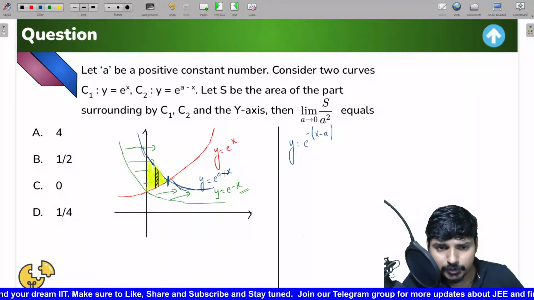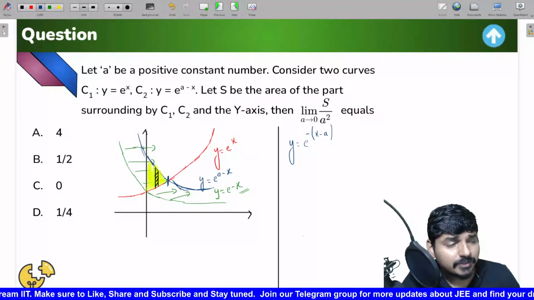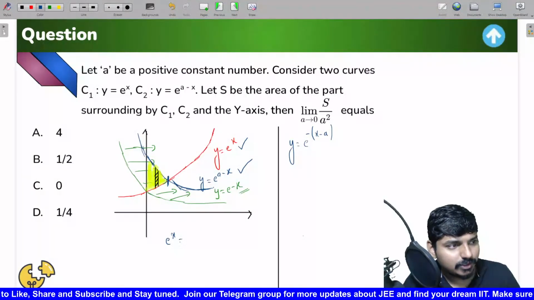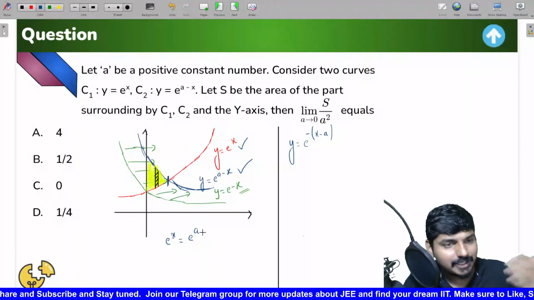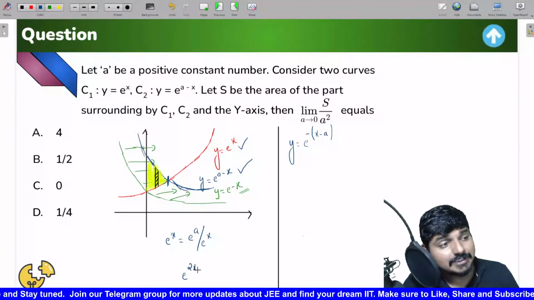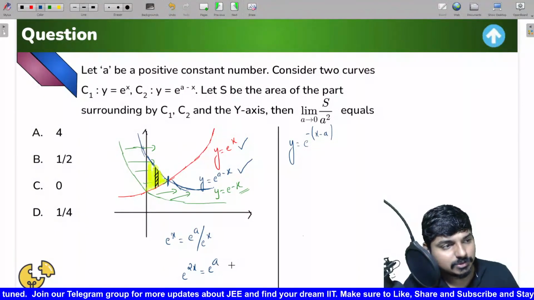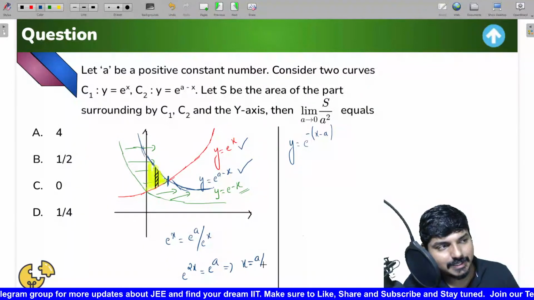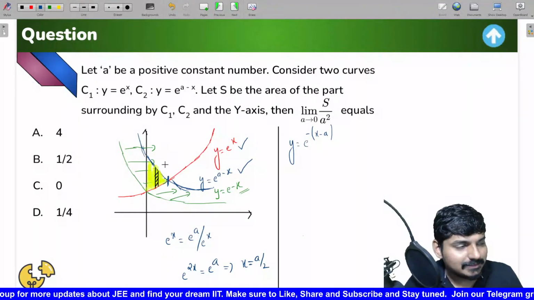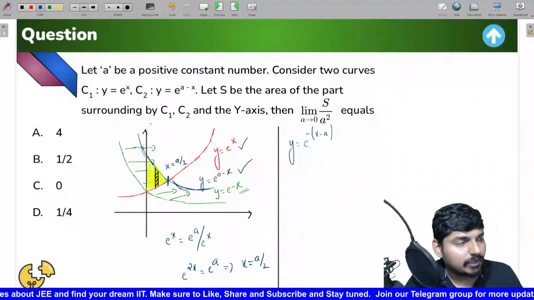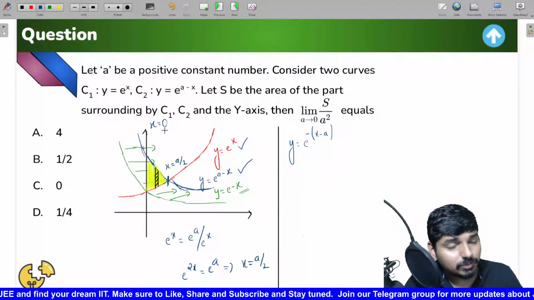So let me find the point of intersection. We need to solve these two equations for that. So I can take e raised to x is equal to e raised to a minus x, or e raised to a divided by e raised to x. So from here you will get e raised to 2x is equal to e raised to a. And from here, the value of x you're going to get is a by 2. So this is going to be your x is equal to a by 2, the upper limit. This is going to be your x is equal to 0, the lower limit.